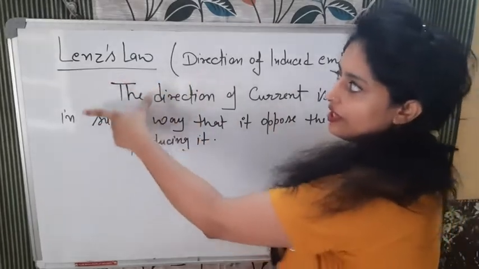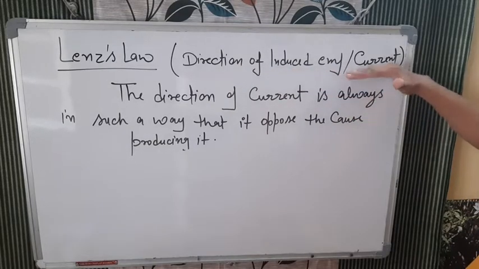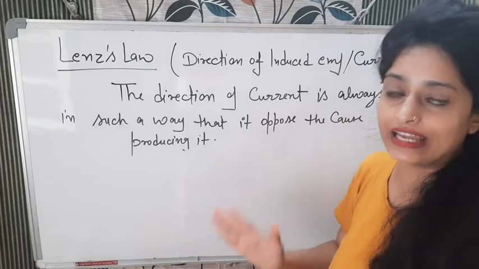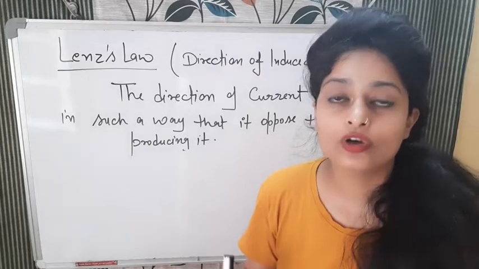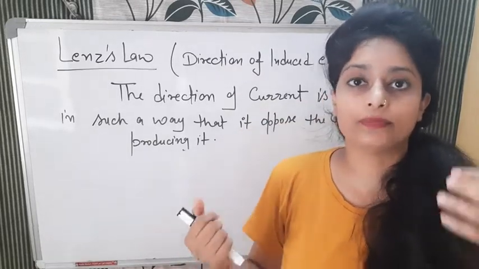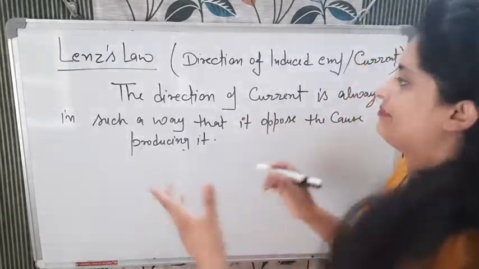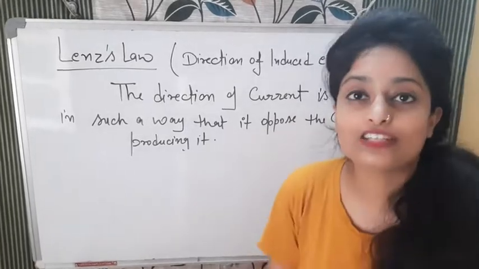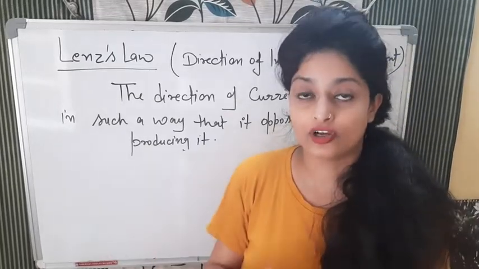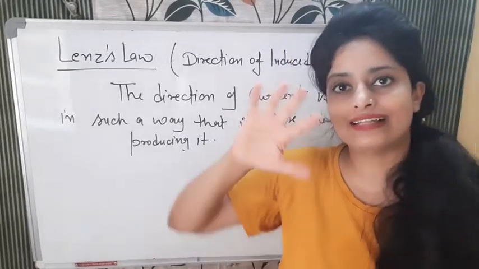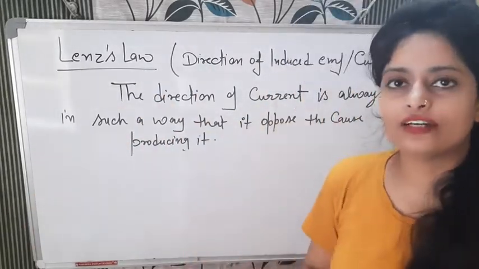So the definition according to Lenz's law is what? To find out the direction of induced current or induced EMF, it will always be in such a way that it always opposes the cause that is producing it. समझ रहे हो? जिस वजह से वो बन रहा है, the current that is inducing is just because of some change in magnetic field lines, some change in magnetic flux there. So वो जो direction होगा ना, वो इस तरीके से होगा that it will oppose that cause जिसकी वजह से वो बन रहा है. Just see one example and after that you will get it clearly.